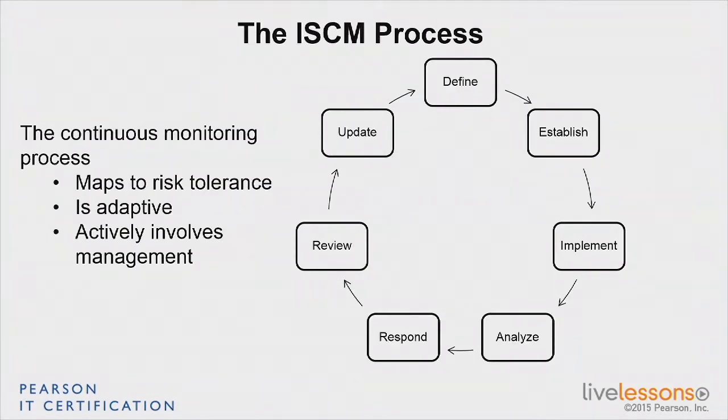So the ISCM process starts with defining, then establishing, implementing, analyzing, responding, reviewing, updating, and you can see iteratively that brought us right back up to define. The continuous risk management process maps to risk tolerance, so we're going to choose our targets and our metrics based on our risk tolerance, is adaptable because organizations change and fluctuate, and does actively involve management because we don't want to just collect metrics, we want to report back on metrics and then have risk management activities take place.